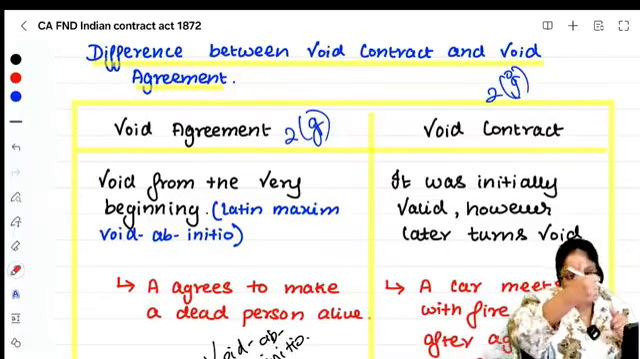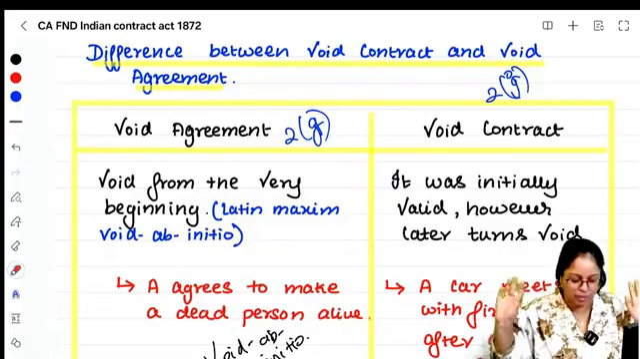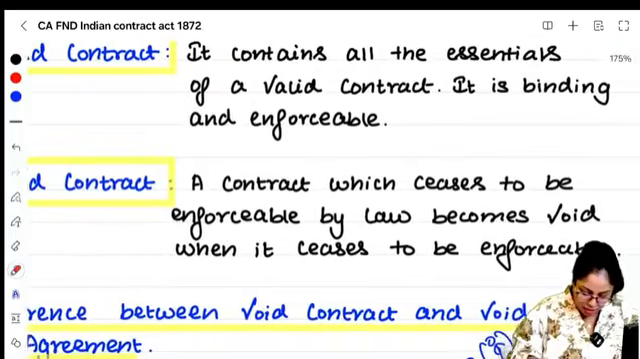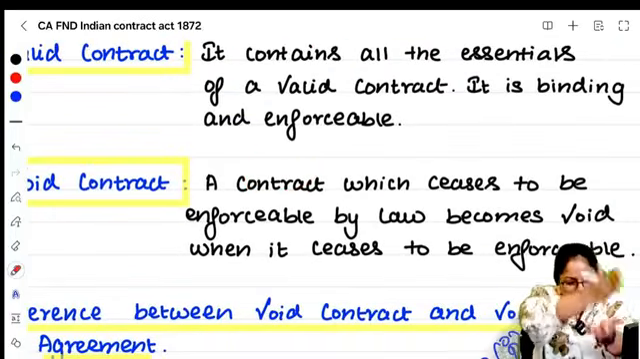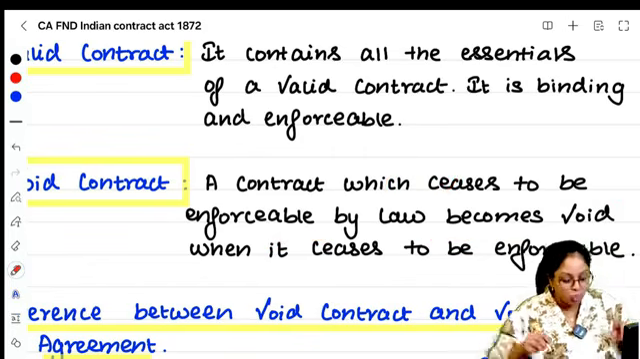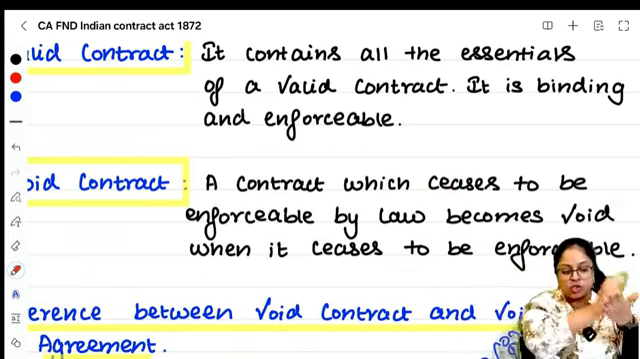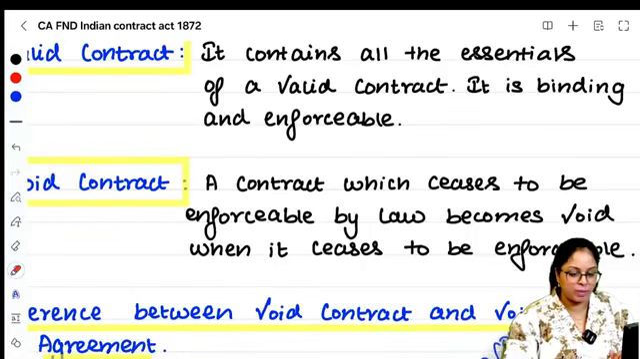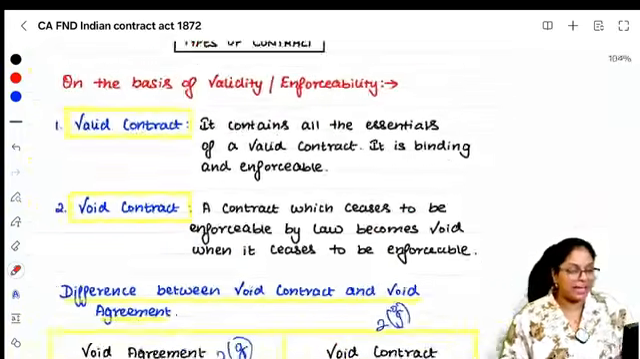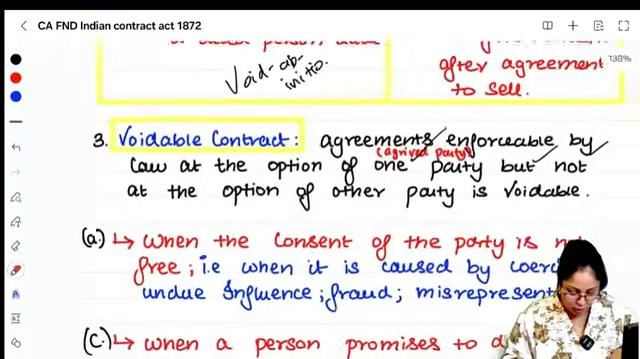When you entered, it was valid, but after that something happened because of which it has become void. See how they say it technically: a contract which ceases to be enforceable by law becomes void when it ceases to be enforceable. So that is void agreement and void contract.